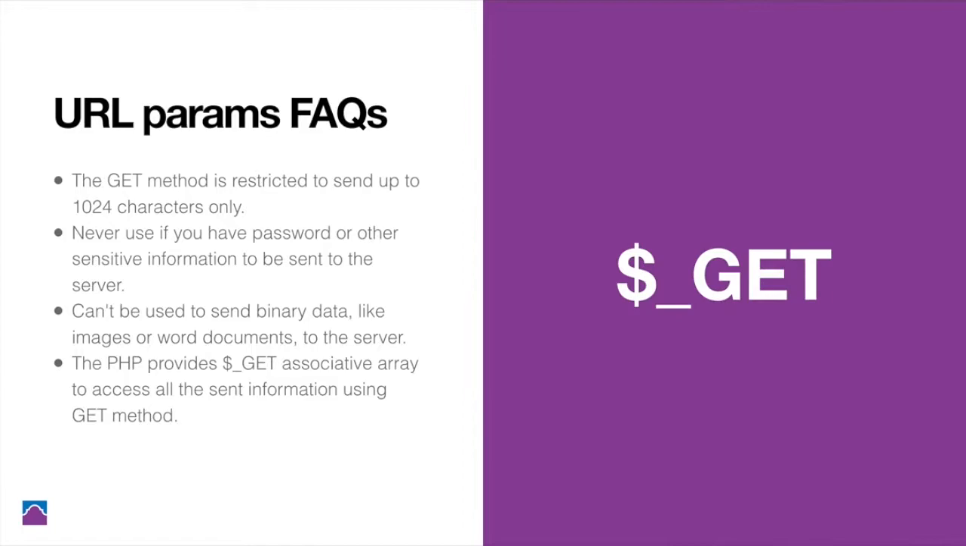Just some quick tips and also concepts for it is that the GET method is restricted to sending up to 1,024 characters only. So that means there are limitations there. It's just like if you're creating a tweet or something. Well, I think they extended it now, but there's a limitation of how many characters you can actually enter on the URL. Never use it if you have a password or sensitive information to be sent out to the server. That's also bad practice. Don't put any sensitive data there.